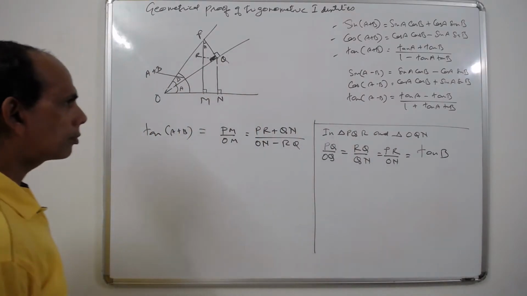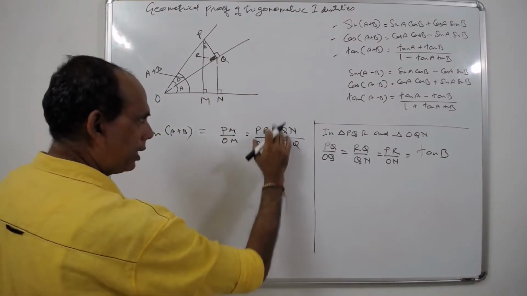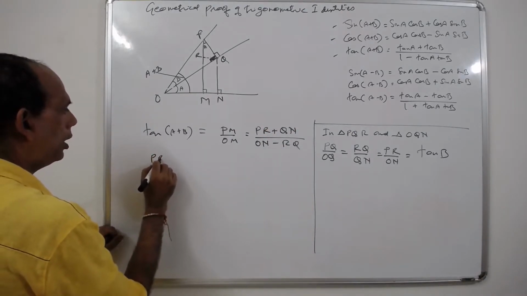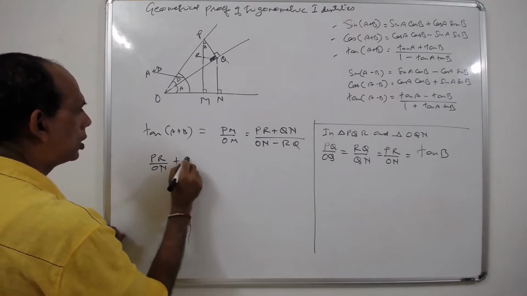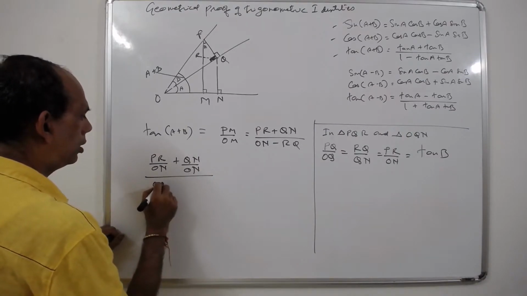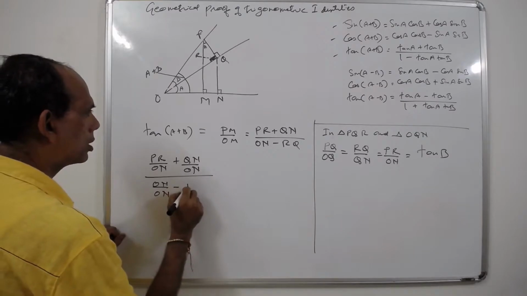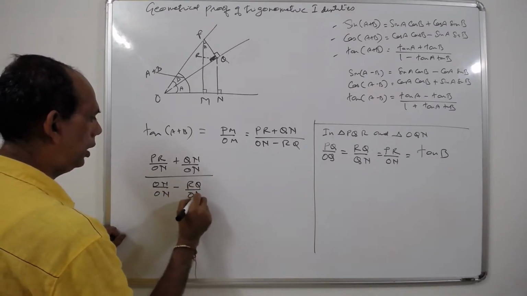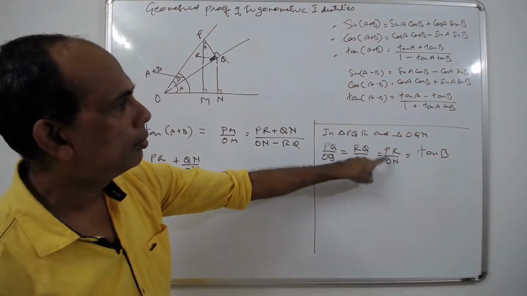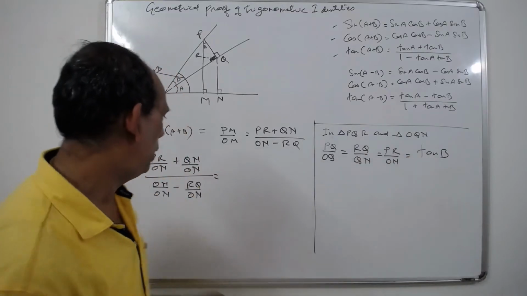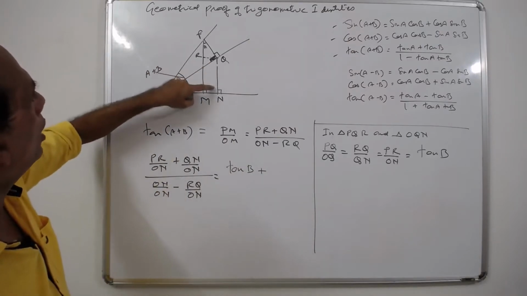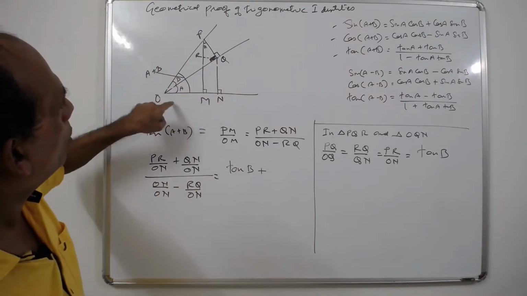We need it here. So we divide the numerator and denominator by ON. So here you get PR upon ON plus QN upon ON, upon ON minus RQ upon ON. Look what happens. PR upon ON is tan B, so I write it as tan B plus QN upon ON. QN upon ON is nothing but tan A, opposite upon adjacent. Right?